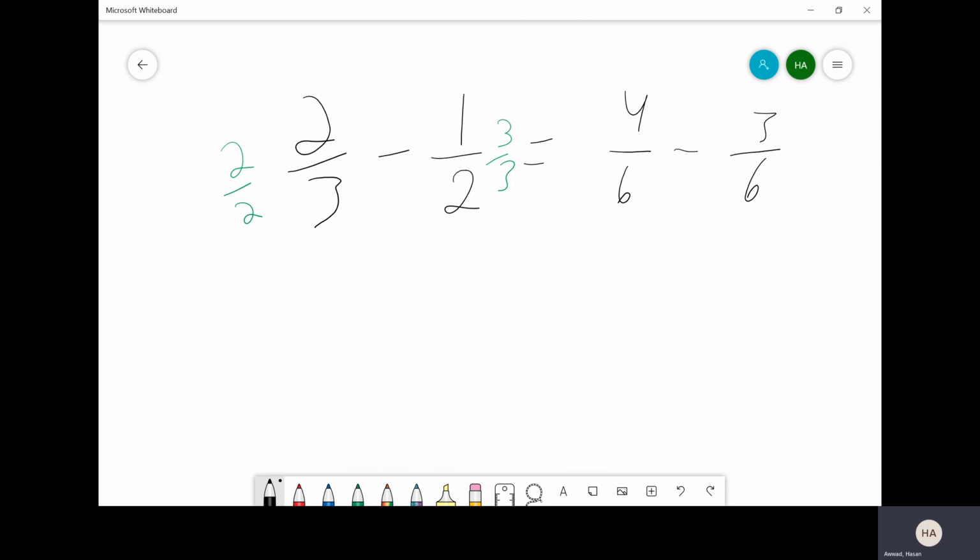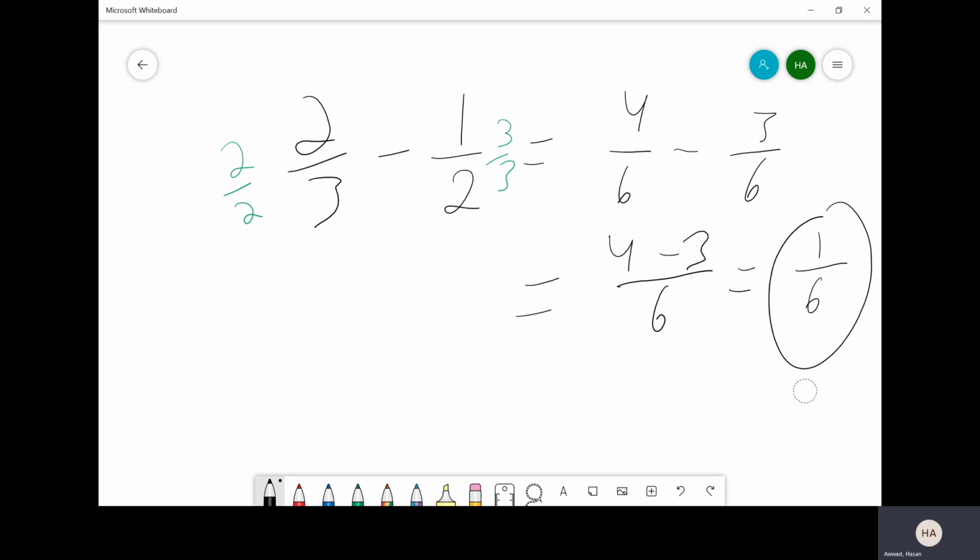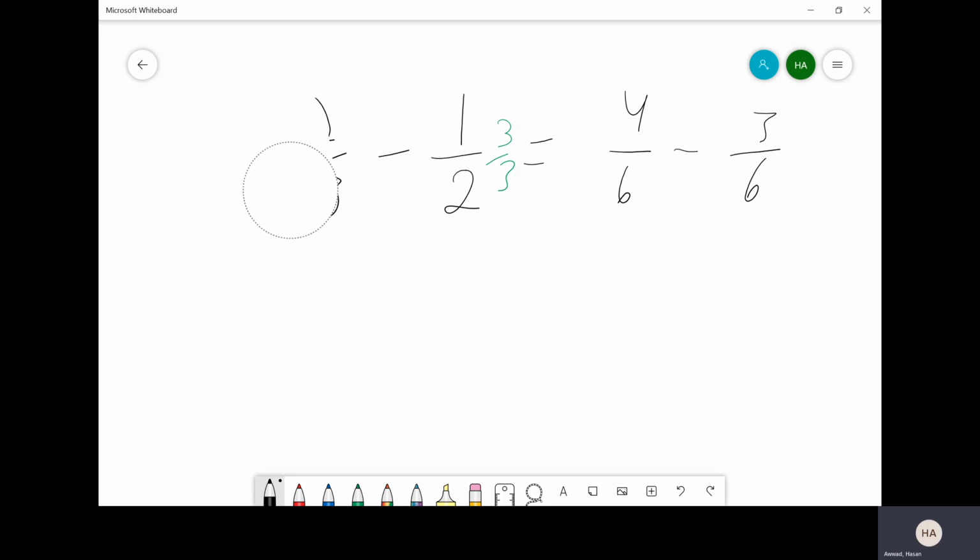And now what do we do? Well, when we have fractions that are being subtracted or added, and they now have a common denominator, we can just combine them. So we keep the sign the same, we combine the numerators, and we keep the denominator exactly the way it is. So the denominator was a 6, we keep it as a 6. And now we just have 4 minus 3 up top, which is the same thing as 1/6. And we're done. That's it. Okay, so hopefully that isn't too hard for you guys. Hopefully that's a good refresher as far as how to do addition or subtraction.